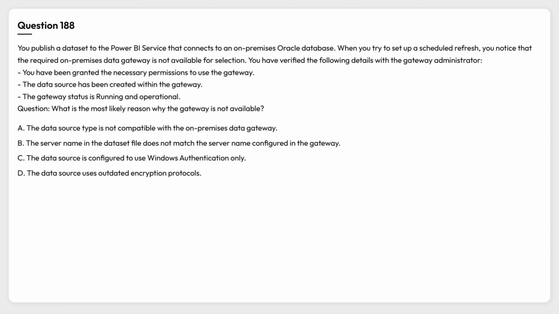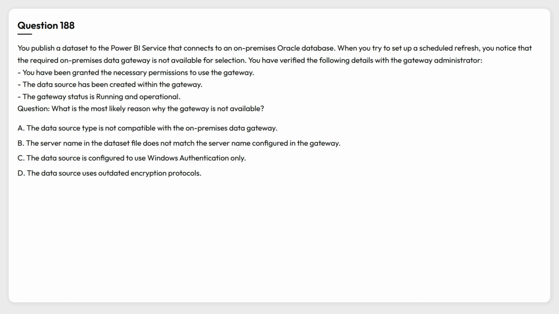You have been granted the necessary permissions to use the gateway. The data source has been created with the gateway. The gateway status is running and operational. Question: what is the most likely reason why the gateway is not available?